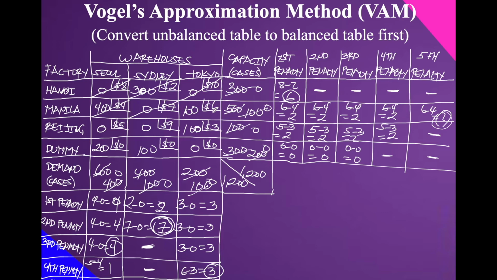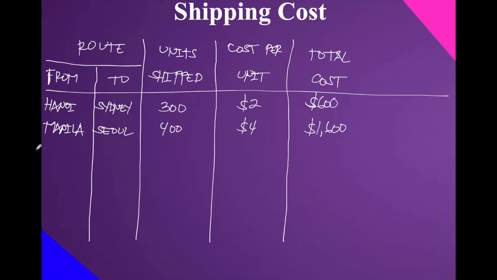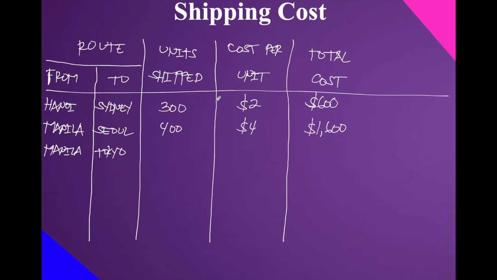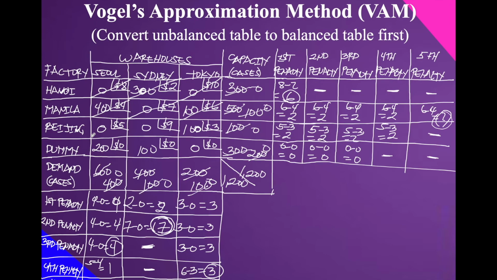Next, we have Manila to Tokyo. So, let's have here Manila to Tokyo. Manila to Tokyo, we have 100 units na need to ship and that is $6. Cancel ko na, no? So, 6 times 100, that is $600. Okay, next. Ito, wala na. 0 naman. Same with this one.